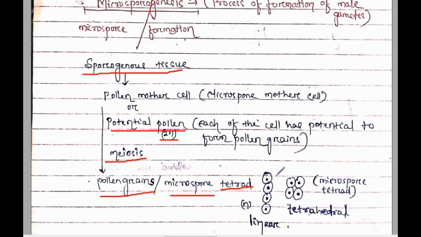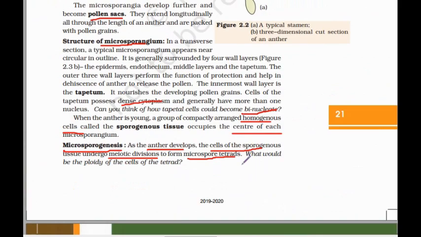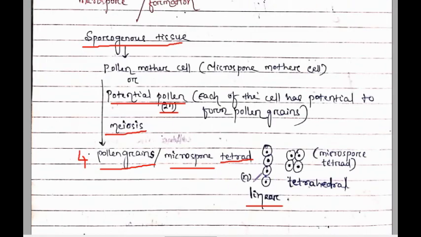Here is the tetrad. This tetrad is arranged in a linear manner. It can also be arranged in this manner, the tetrahedral manner. So how many pollen grains are produced from one pollen mother cell? 4 pollen grains are produced. Here the question is: what would be the ploidy of the cells of this tetrad? That is haploid. Here this is haploid.